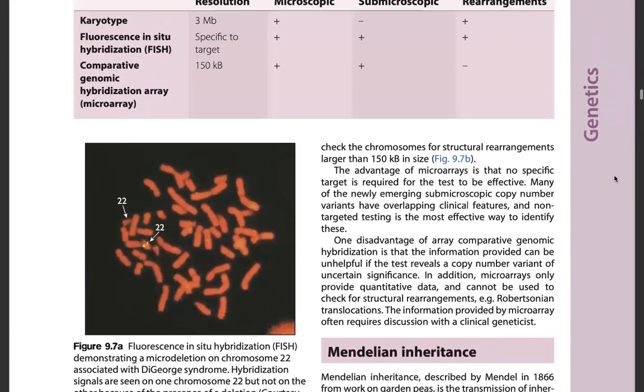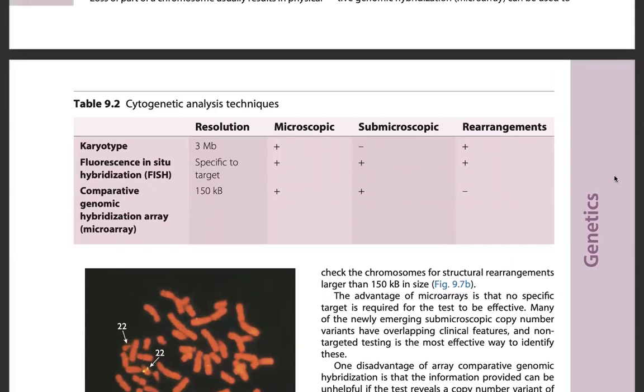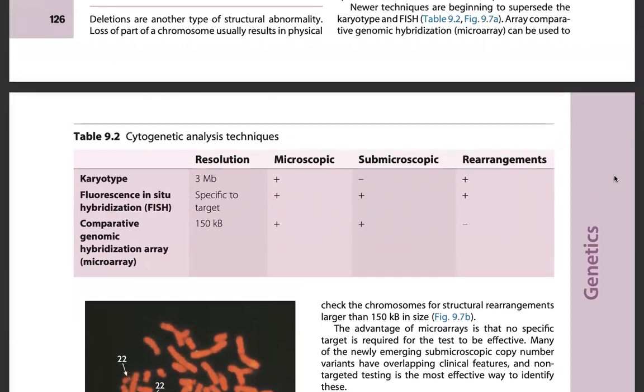Mendelian inheritance. First, we will discuss these cytogenetic analysis techniques: karyotype resolution, and microscopic and submicroscopic rearrangements. Fluorescence in situ hybridization, which is FISH, is specific to the target where microscopic and submicroscopic rearrangements are present. Comparative genomic hybridization array, which is microarray, can check the chromosome for structural rearrangements larger than the resolution of 150 kb. Microscopic rearrangements are seen on karyotype.